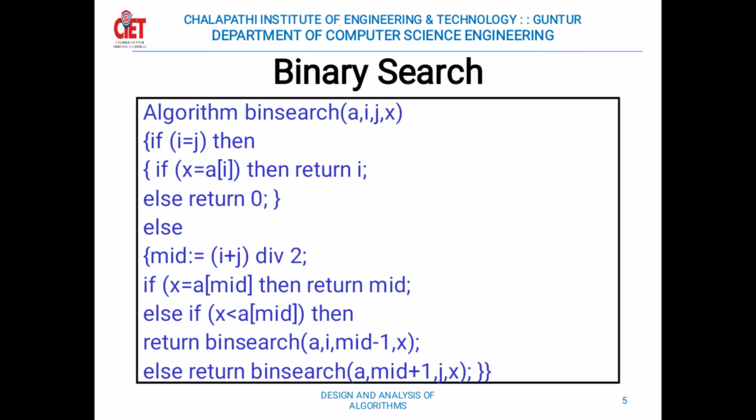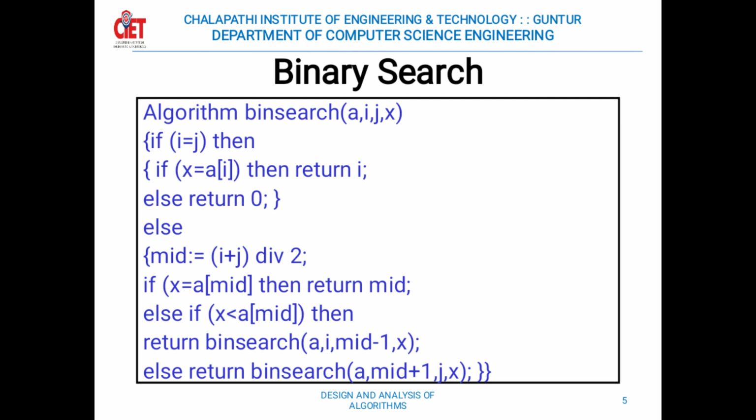Else, that means I is not equal to j, so the lower index is not equal to the higher index. That means the array has more than one element. Now the problem is a complex one, so we need to divide the problem into subproblems. The problem divides into two subproblems based on the mid value. Mid is equal to I plus j divided by 2. So the problem divides into two subproblems of equal size.